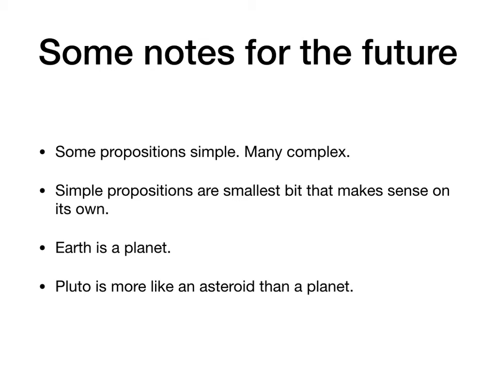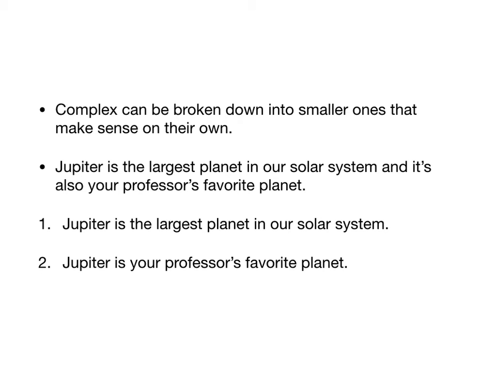Some propositions are simple, many are complex. What does it mean to talk about a simple proposition? A simple proposition is the smallest bit of a sentence or a claim that makes sense on its own. Earth is a planet. Pluto is more like an asteroid than a planet. Contrast those with a couple others, right? Jupiter is the largest planet in our solar system, and it's also your professor's favorite planet, right?